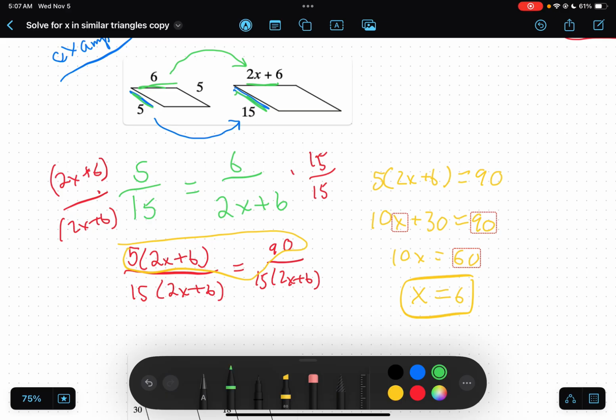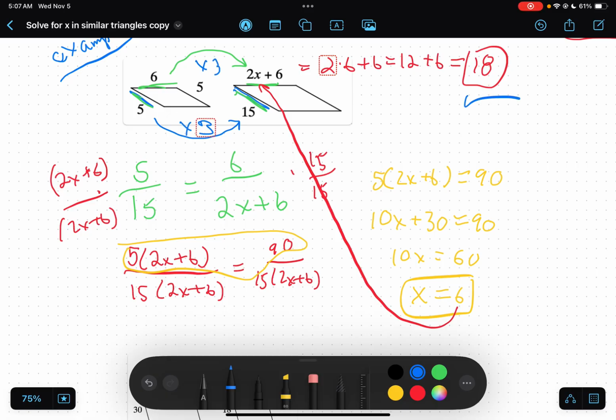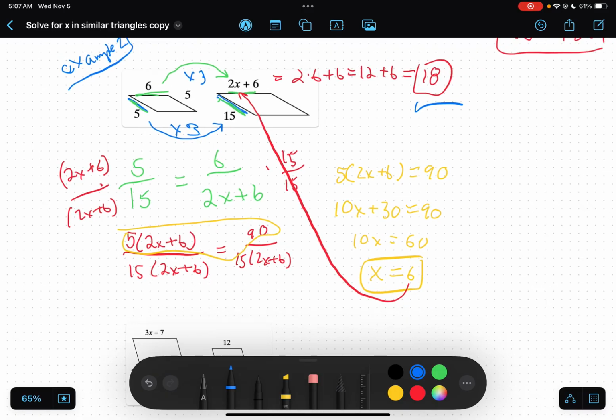And I always like to just plug it in and see if it makes sense. So let's plug it in here. So 2 times 6 plus 6 is 12 plus 6 is 18. And look, it makes perfect sense because my scale factor I could see is 3. 6 times 3 is 18. So usually there's a way to check your answers if you look back to the original diagram and plug stuff in.